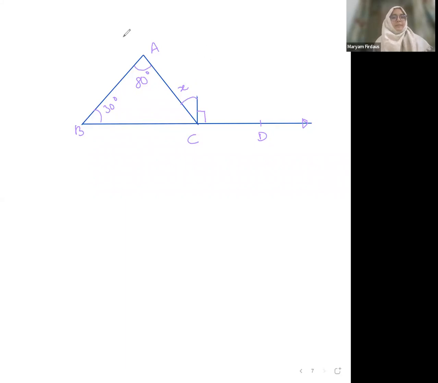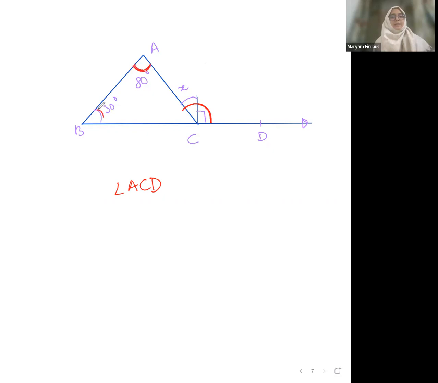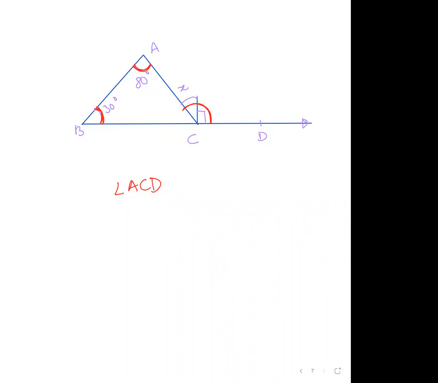Now tell me, this entire angle, this whole angle, that means angle ACD. Are you seeing angle ACD? Yeah. Are you seeing angle A? Yeah. Are you seeing angle B? Yeah. Can you tell me, is there a relationship between these three angles? Yes. What is that?